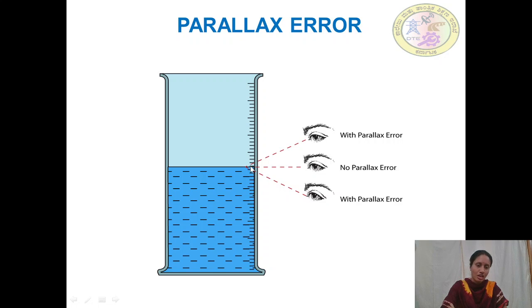So always the observer should observe the scale normally. See, no parallax error. This is with parallax error, and this is also with parallax error.